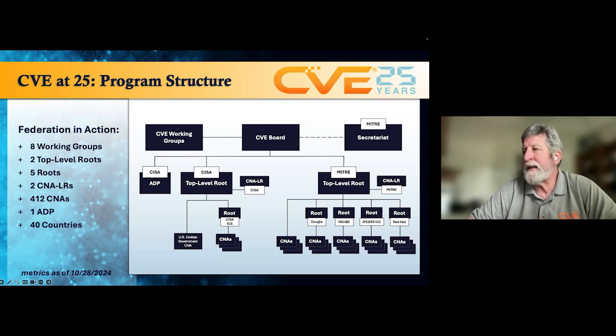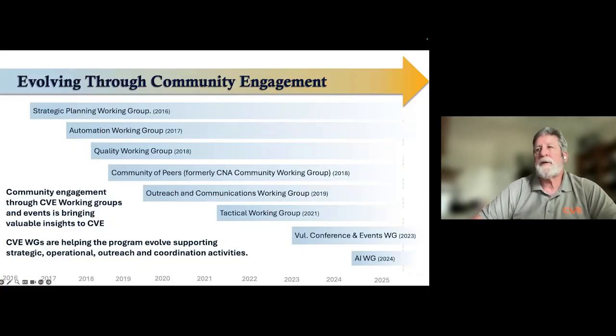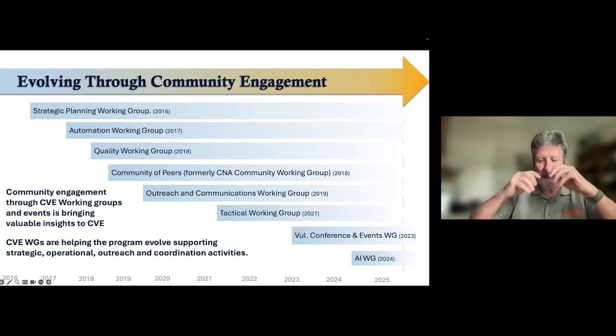But we have been able to expand the program greatly with 412 CNAs compared to, I think, 23 or 24 that existed in 2016. So the program has got itself into a federated model, and very successfully, and we are looking to expand that model going forward.